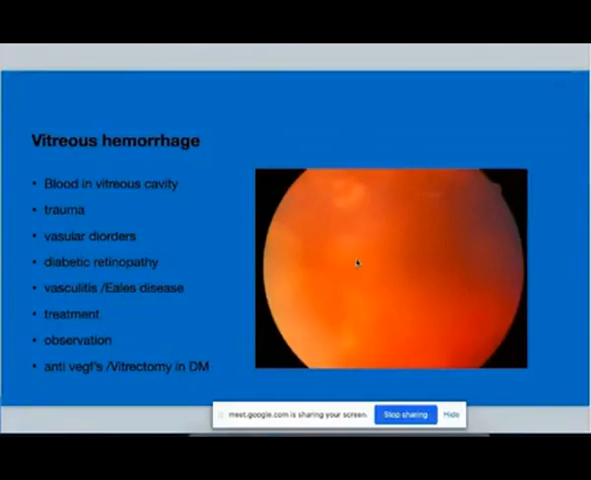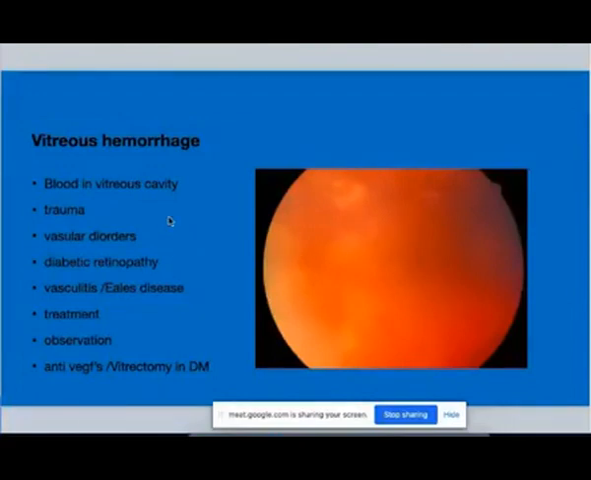You can see the optic disc and vessels. But when there's blood, it can be of various degrees. The whole vitreous can be full of blood and you see nothing. It's all like a red reflex. There may be small amounts of blood or maybe localized. So there are different categories of the vitreous hemorrhage.